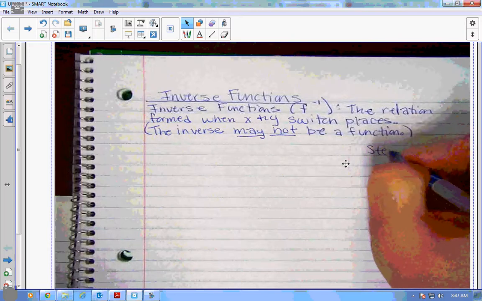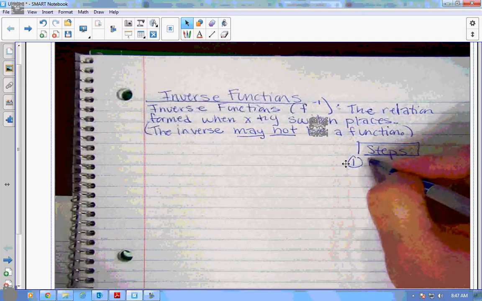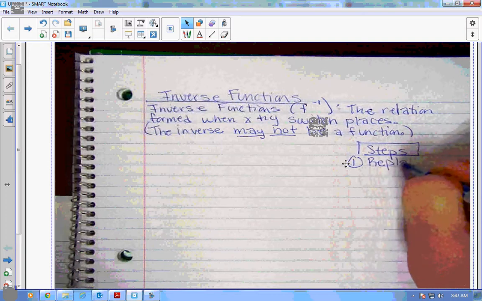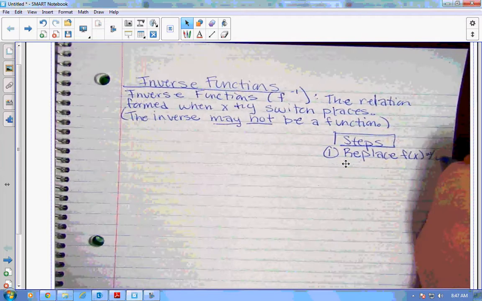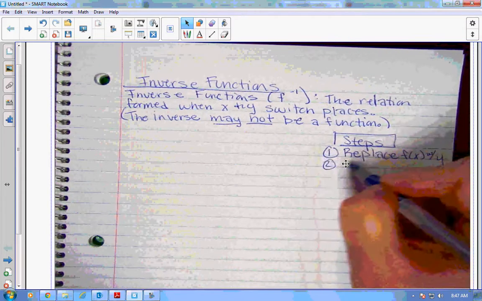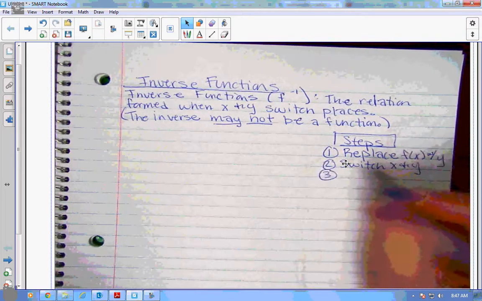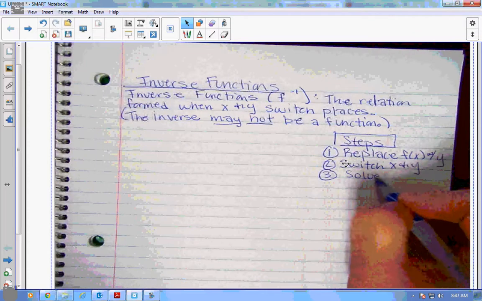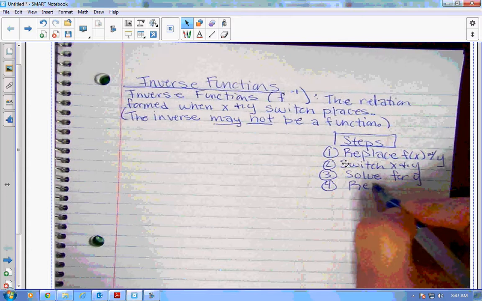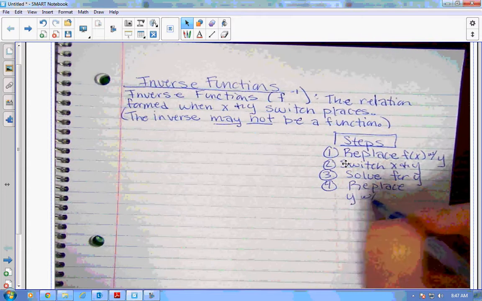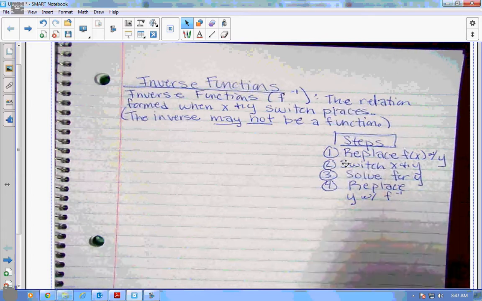Okay, the steps are pretty simple. Step 1, if there's an f of x, we're going to change the f of x to y. But if it's already y, we're good to go. Replace f of x with y. Second step, switch x and y. Third step, solve for y. And fourth step, replace y with f negative 1. That means the f inverse, or the inverse function.